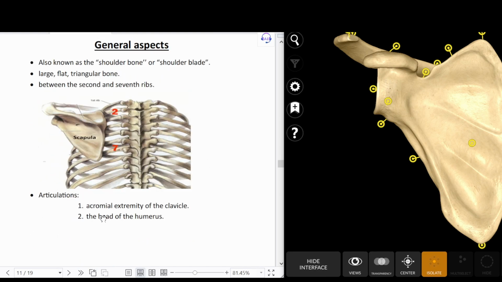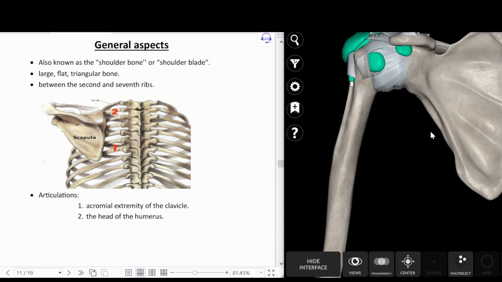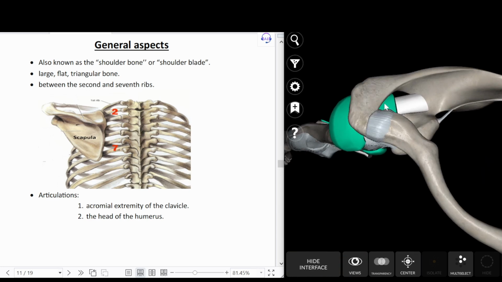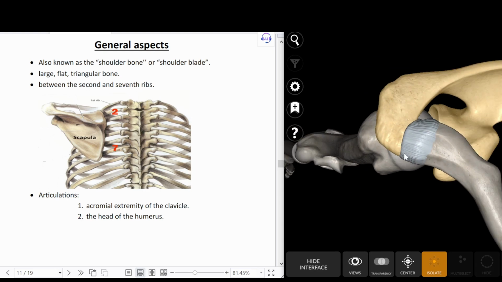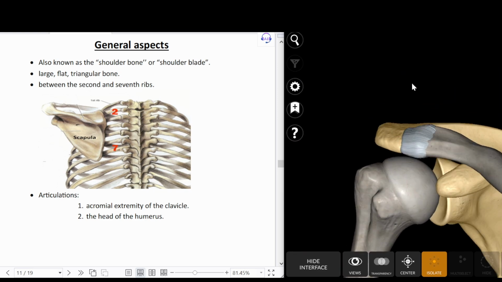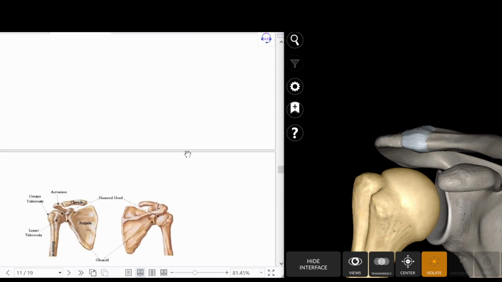The scapula articulates with two other bones. One is the acromial extremity of the clavicle. So here it is articulating with the acromial extremity of the clavicle if we see it from the superior end. So this is your clavicle and this is its acromial end, while this is the acromion of the scapula and it is articulating with the clavicle. And the second that it articulates with is the head of the humerus. So this is your humerus.